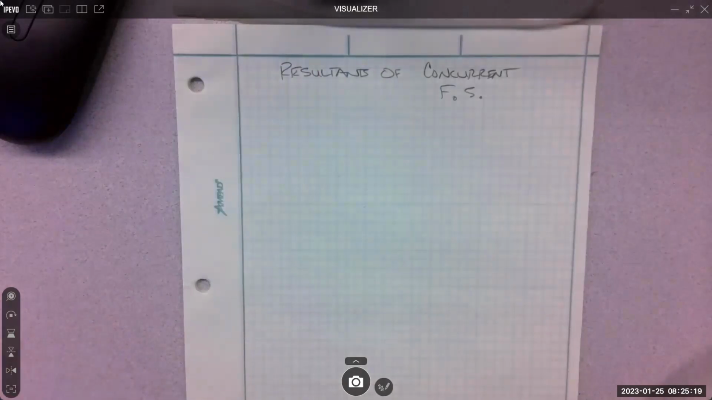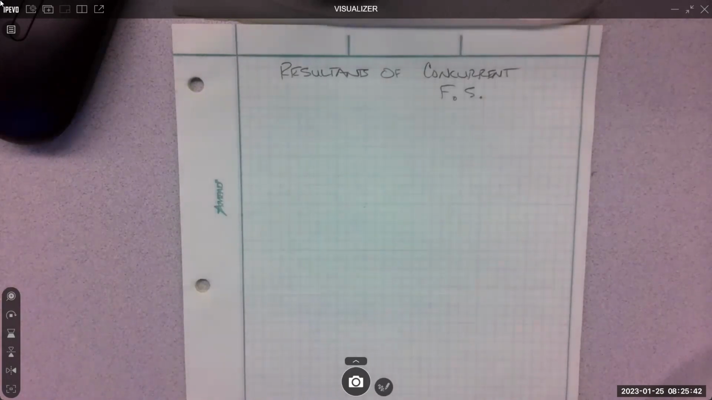So chapter 3 starts with resultants of concurrent force systems, which we've actually kind of already done. Well, I mean, we have all the technique for it, and we've done it a couple times in class, but not in homework. So the first 2 problems I gave you are just finding the resultant of a concurrent force system.